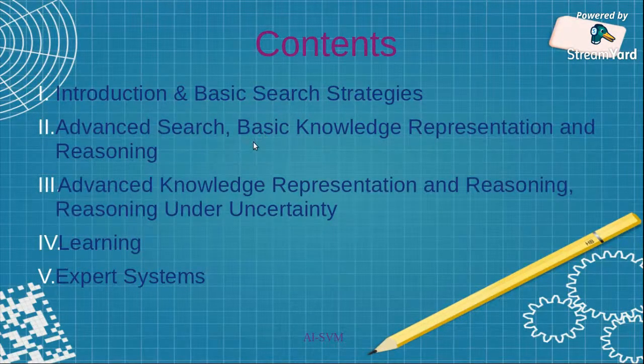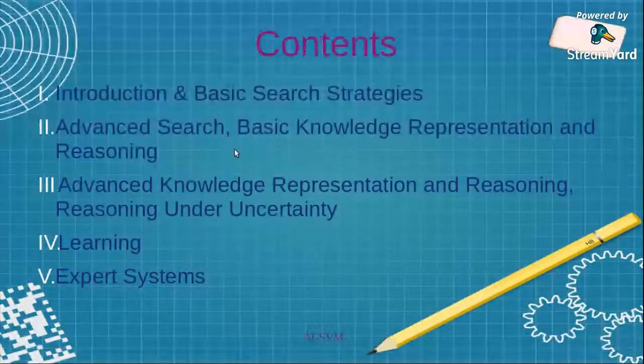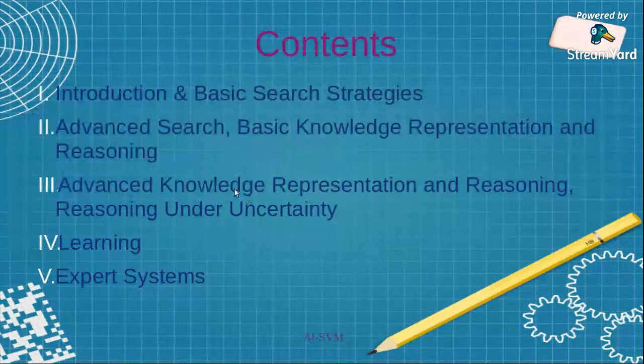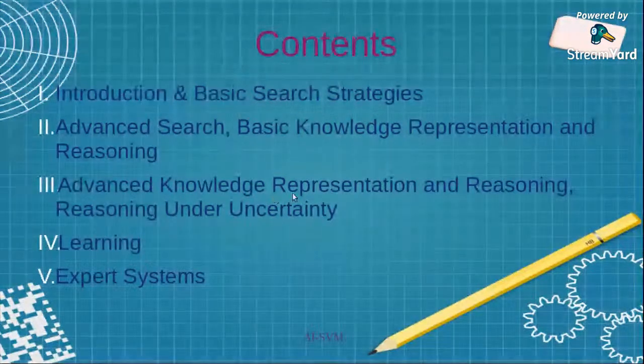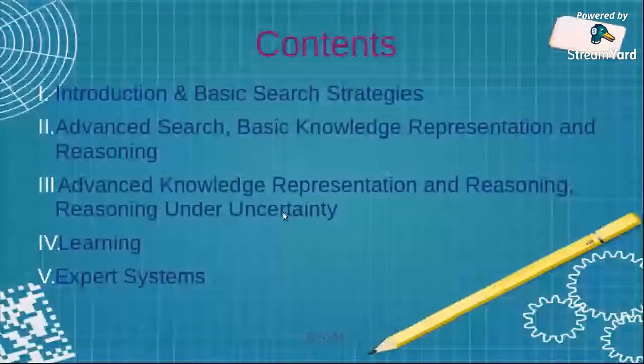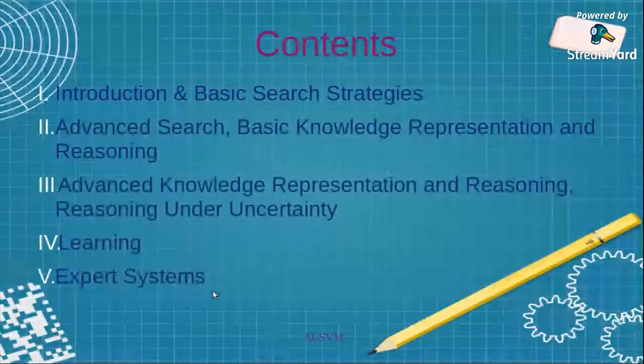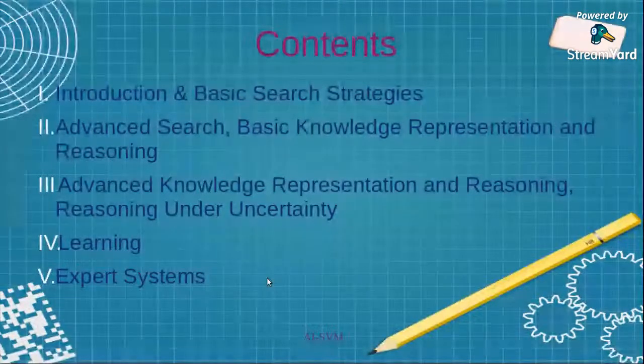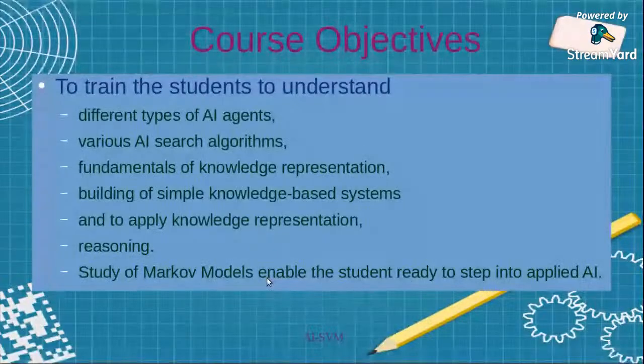Then we complete our knowledge, and when the situation is uncertain, how reasoning should work. And in the fourth unit, we look at various learning techniques and finally create an expert system and see how we can work artificially. These are the objectives we need to study in this.